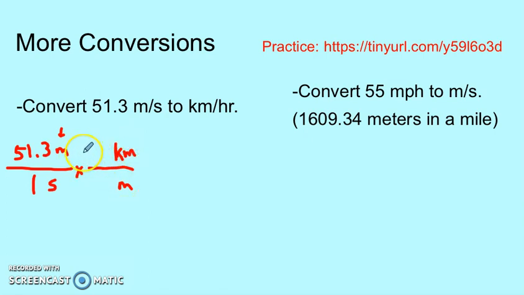So how many kilometers are in 1 meter? Or how many meters are in a kilometer? Now I happen to know that it is 1,000 meters in a kilometer. That's something that if you needed to Google, you could do that. So that cancels out the meters. But we haven't canceled out everything. This is kilometers per second, but we're not going for kilometers per second. We're going for kilometers per hour.